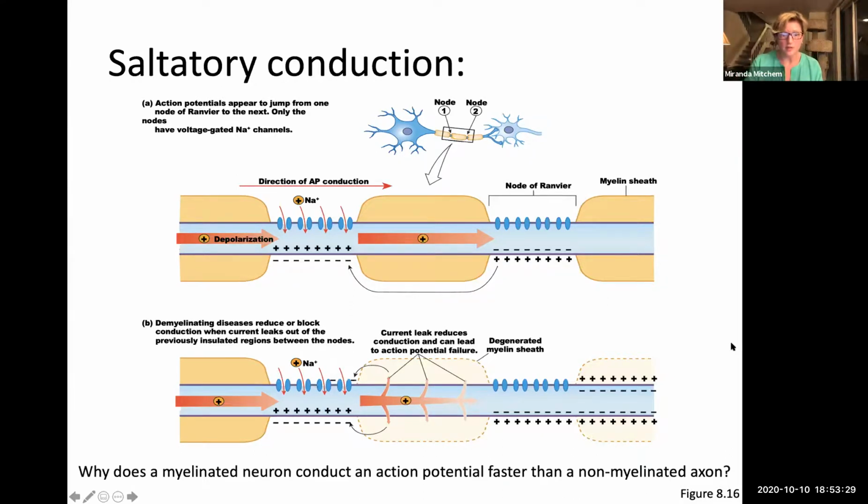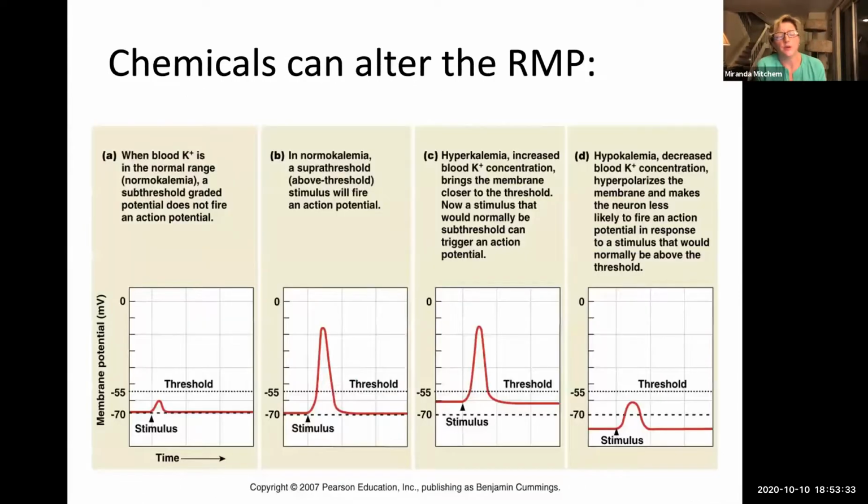So myelinated nerves do conduct a quicker communication. All right, so now let's run through different conditions. We're going to look at the conditions of different potassium concentrations on the resting membrane potential. And we know that potassium is really important.